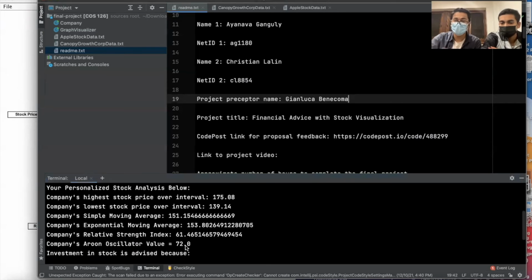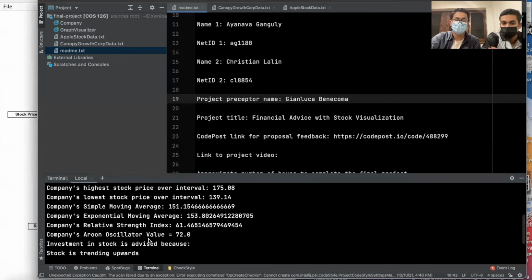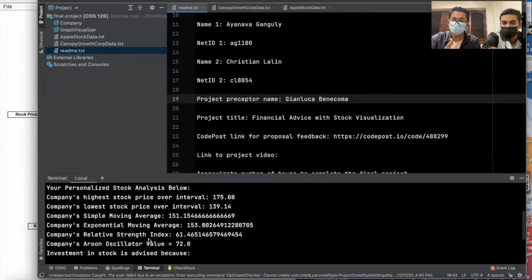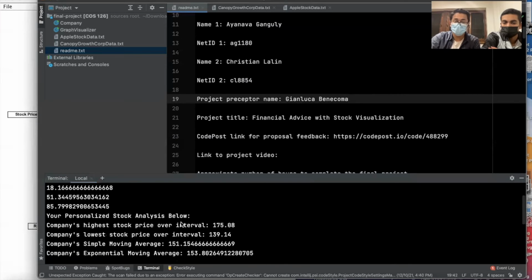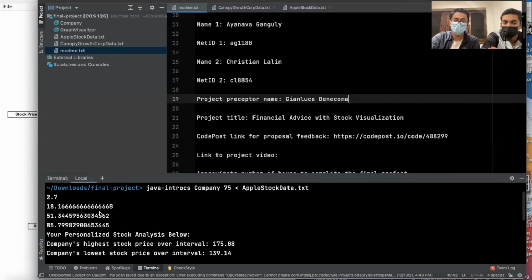and then represent it in our outputs, we wanted to create different methods that represented how to calculate the different financial indicators that we're using, like simple moving average or exponential moving average, relative strength index, and a Rune oscillator. And so that's also why these first four values come up, because they're test outputs for the functions.